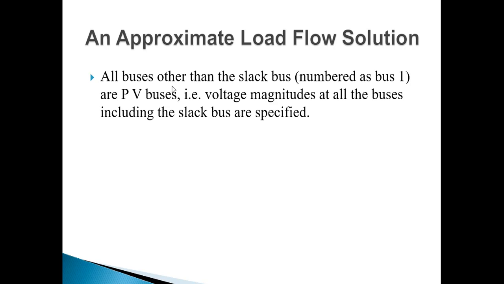Then next part are all buses other than the slack bus. The slack bus is normally numbered as bus number one. All buses other than the slack bus are PV buses. That is, the voltage magnitudes of all buses including the slack bus are specified. Now if we give the values of the voltages for every bus, we are starting to work with our problem. Okay, these are approximations, and we start with this approximated one, so we'll get the result faster.